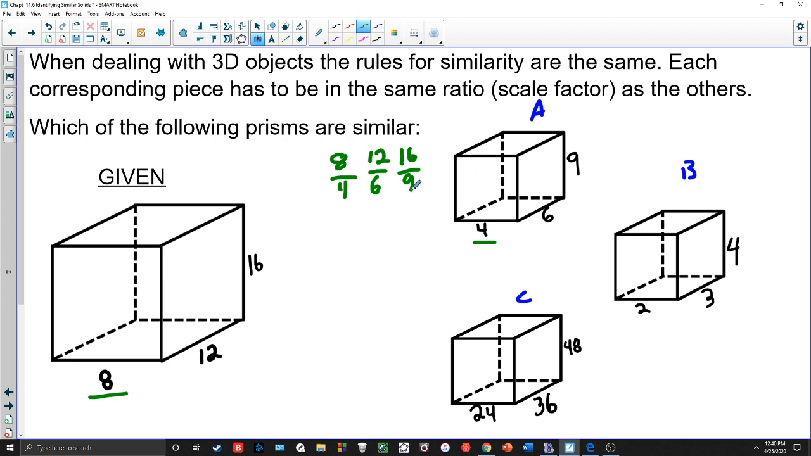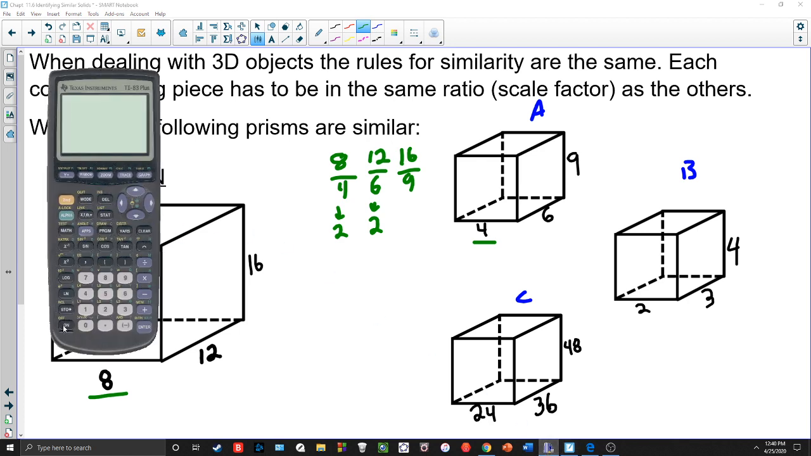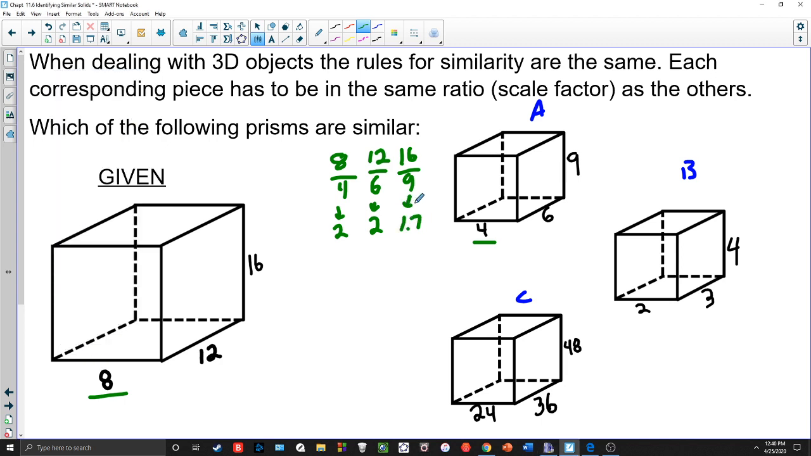So if these three fractions are equal, it's similar. If they're not, then it's neither. 8 divided by 4 is just 2. 12 divided by 6 is also 2. 16 divided by 9 definitely isn't 2. 16 divided by 9 is 1.7. Close, but not quite 2. So this would be a neither shape, because although these two pieces work, the last one doesn't. All three of them have to have the same answer in order to be similar.